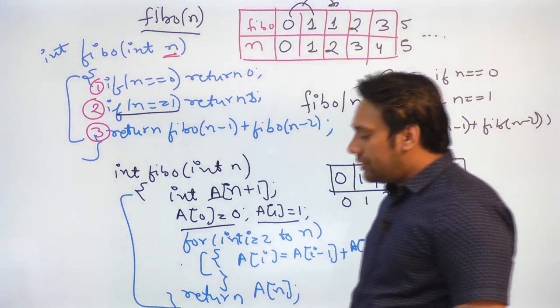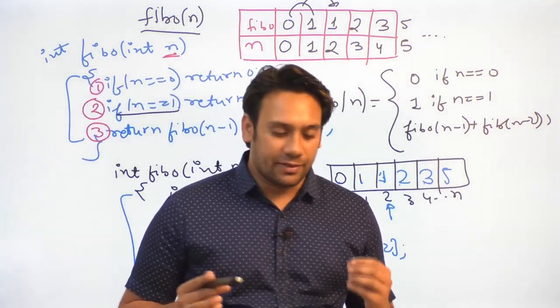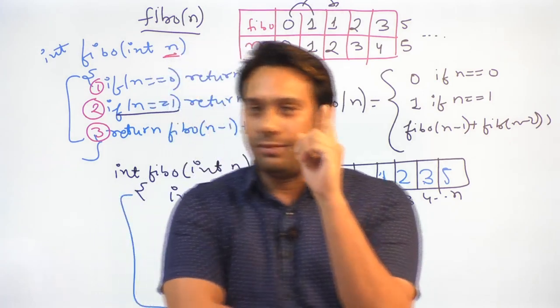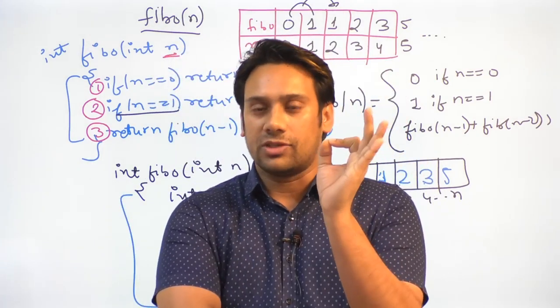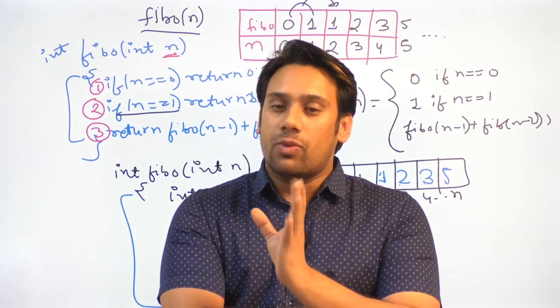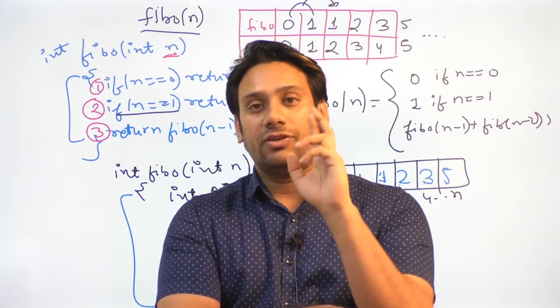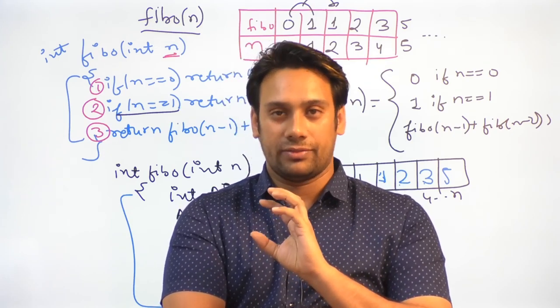Okay, so now look carefully at what I have done. I had a problem. The problem was, I wanted to find Fibonacci of a number. Now if I wanted to find Fibonacci of a number, then I had two ways to do it.